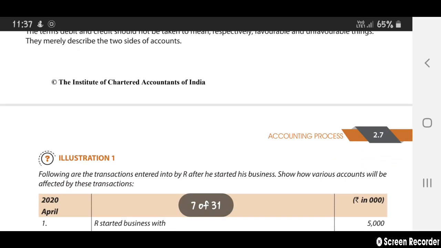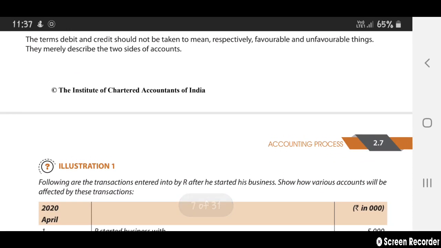So the terms debit and credit should not be taken to mean favorable or unfavorable things respectively. They merely describe the two sides of an account. Debit and credit describe the two sides of the account.